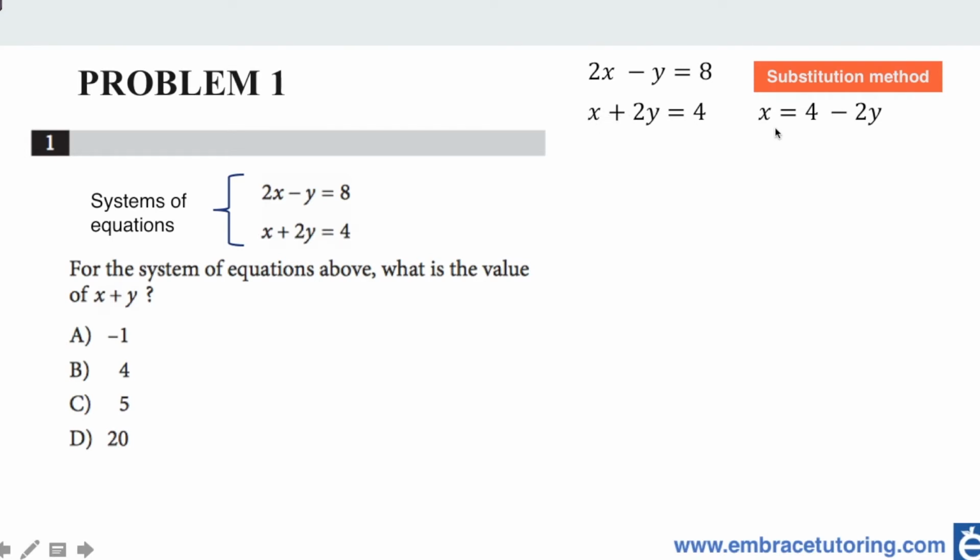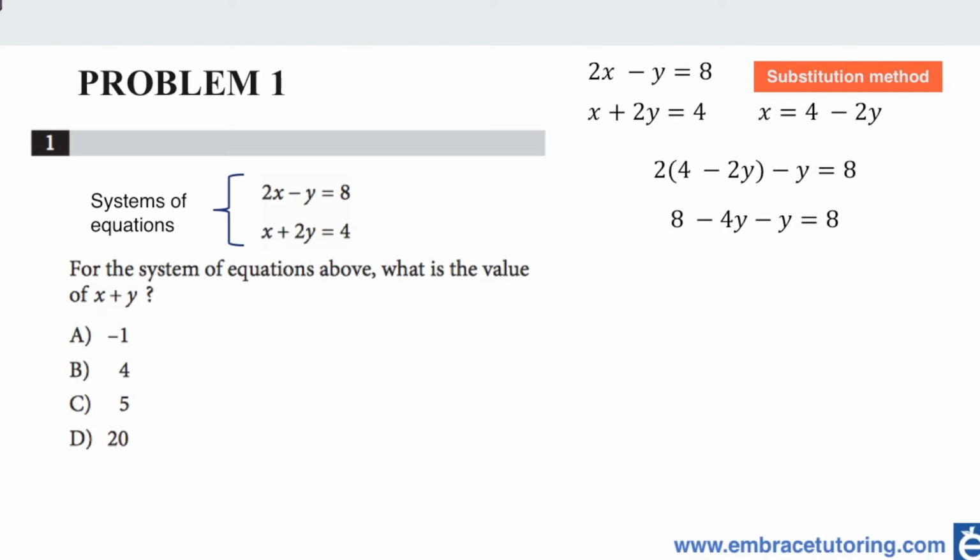So I'm going to take my bottom equation and plug it in here for x equals 4 minus 2y. The reason I'm doing this is because I'm then going to take my x and substitute it into my other equation. When I do this, I get 2 times (4 minus 2y) minus y equals 8. Then, when simplified by distributing the 2, 2 times 4 gives me 8, and then 2 times minus 2y gives me minus 4y.